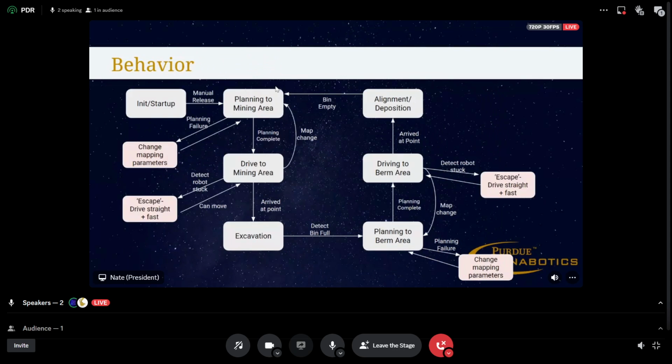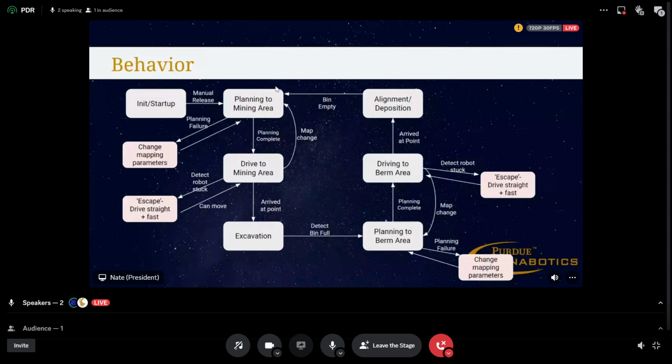This is behavior. Obviously you saw the concept of operations by systems at the beginning. This is what we came up with on our own. Obviously, it's not as detailed. But the overall idea is after a manual release, you plan the mining area, go to the mining area. You can do excavation. Once you are done excavating, you go to the berm, plan the berm area, go to the berm area, try to line up and deposit.